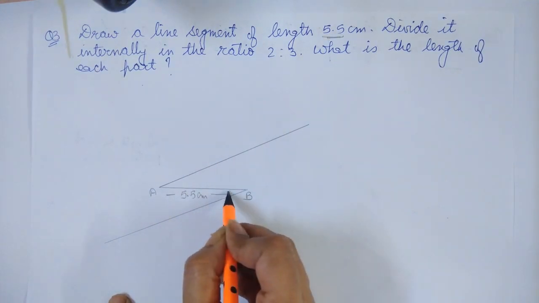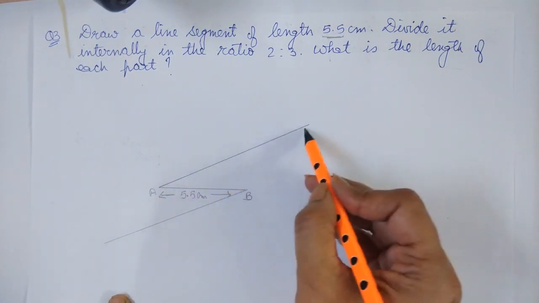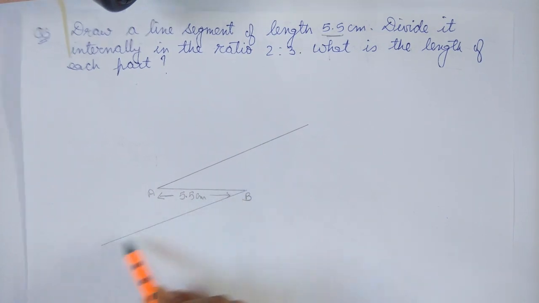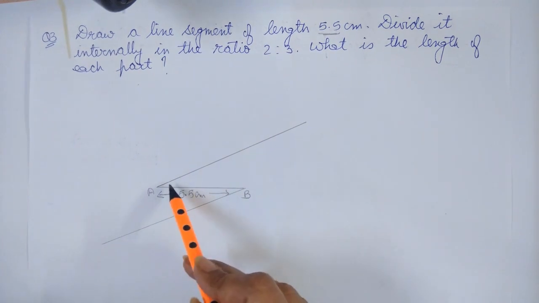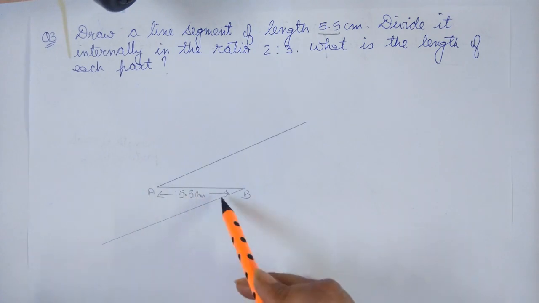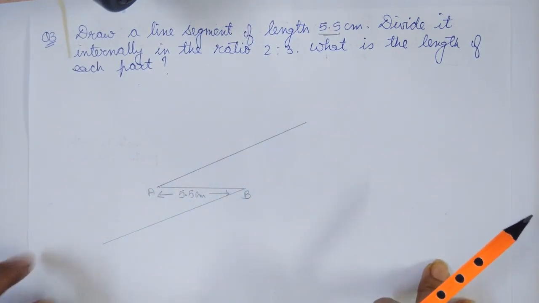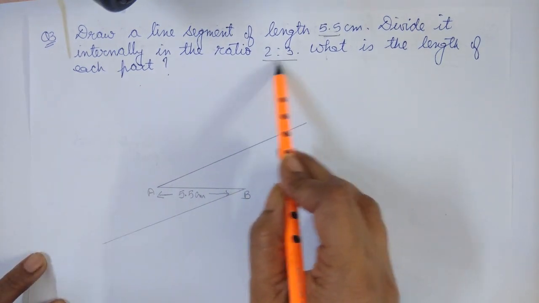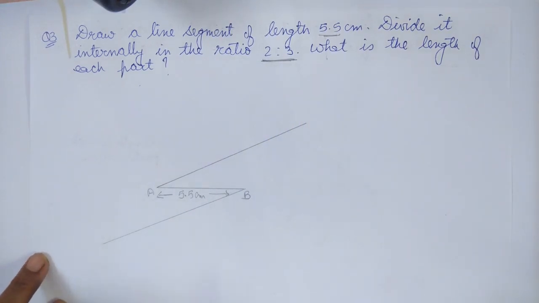Okay. Now, same procedure we have to follow. From point A, you will draw one acute angle, and same way from point B, you will draw another acute angle. But remember that the acute angle should be of same measurement. So, for that, you will take the help of D. Now, question is that you have to divide it internally in the ratio 2:3.